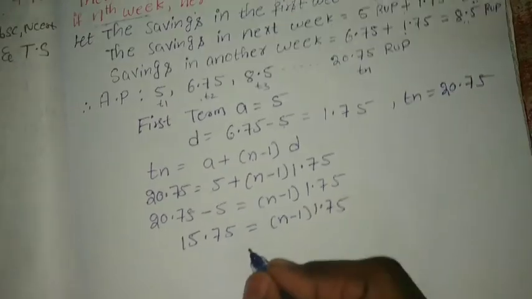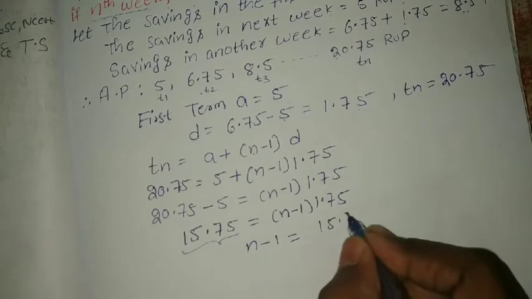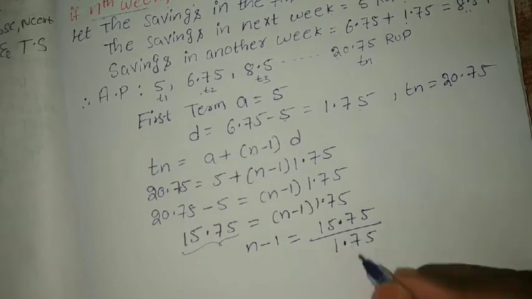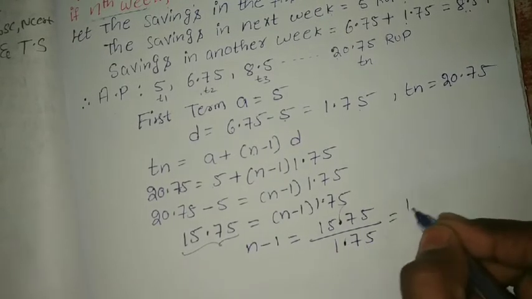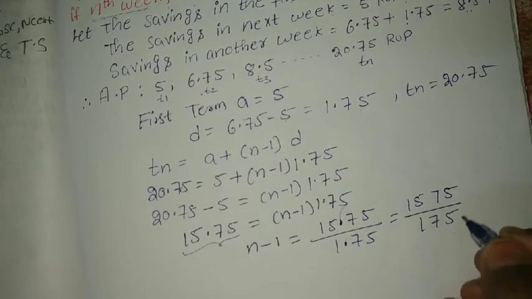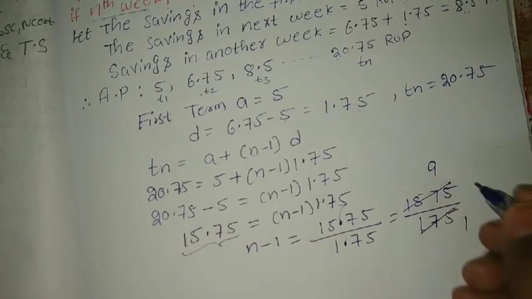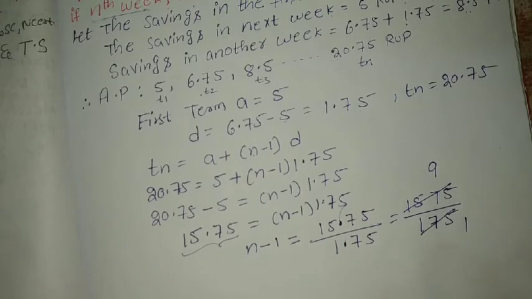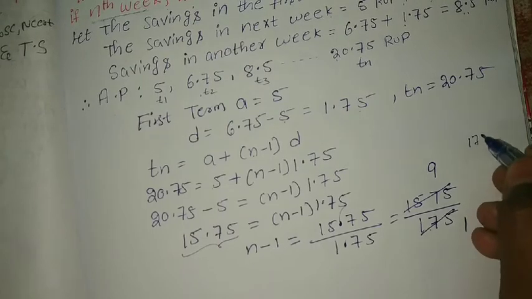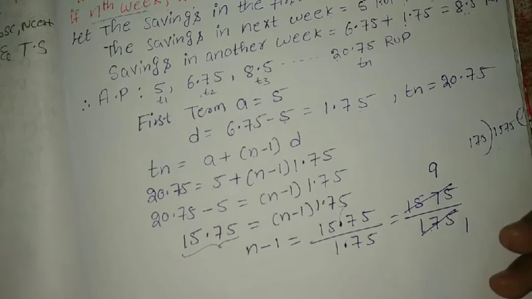So next process: n minus 1 is equal to 15.75 divided by 1.75. Okay, so you can cancel the decimal point. You can write like this: 1575 divided by 175. So cancel: 175 ones are 175, 175 nines are 1575. If you don't know how to cancel, then you can do the division. You can divide 175 like this and you get a quotient.